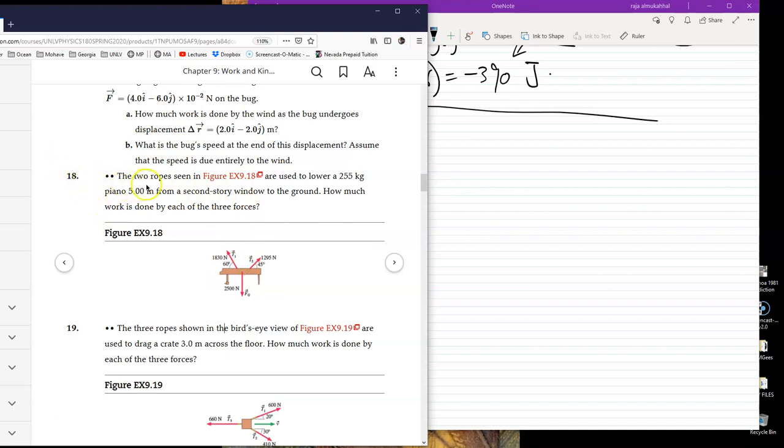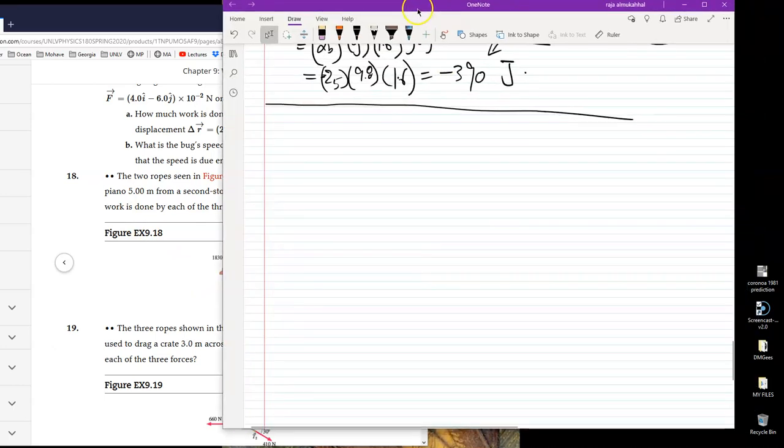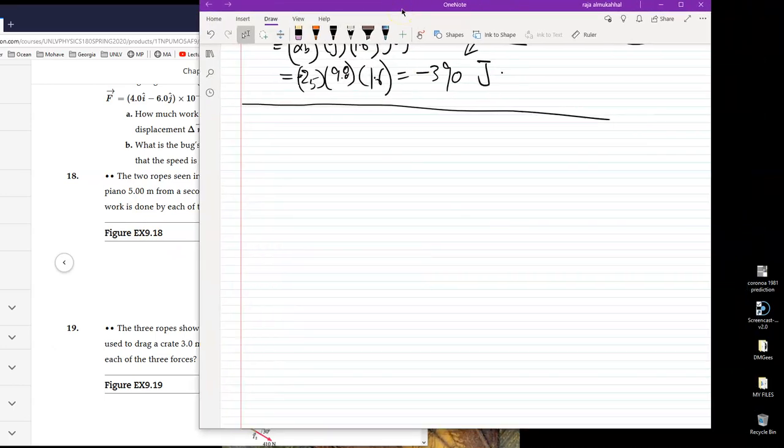It says here, the two ropes seen in the figure are used to lower a 255 kilogram piano 5 meters from the second story window to the ground. How much work is done by each of the three forces? So of course this is the weight. F sub g here is the weight. Let me make a drawing of that. It's number 18.